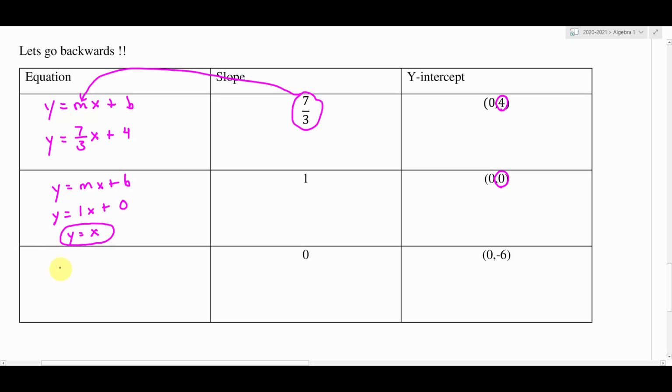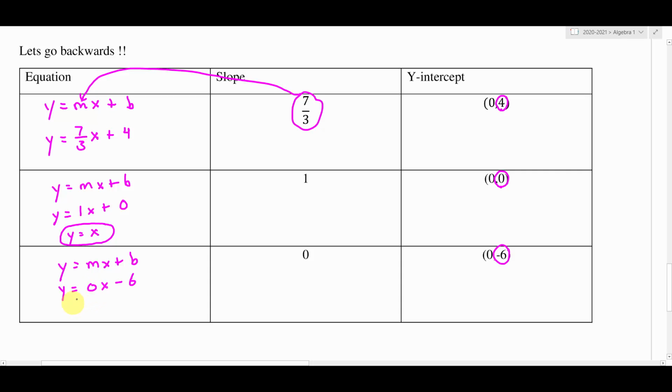All right, last one here. All right, so we got y equals mx plus b. I always start with my blueprint, and then I go get my information. So the slope is 0. Okay, so I'm going to plug that in for m. So I got 0x. And then we have a b value of -6. So I'm going to say 0x minus 6.